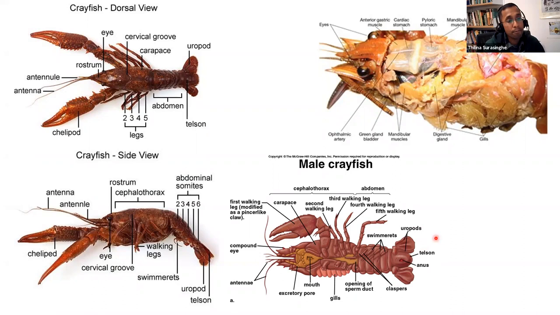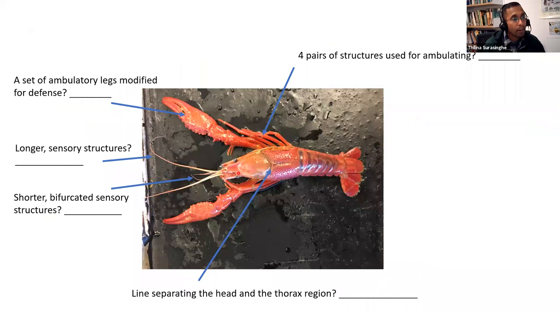Remember, for locomotion, they can use walking legs, they can use swimmerets, they can use uropods, they can use telson, right? So all of those are helpful for swimming. For feeding, well, of course, they can use these chelipeds, the first working leg, for feeding purposes, for defensive purposes, right? And then, again, I have these labeled diagrams just to assist you.